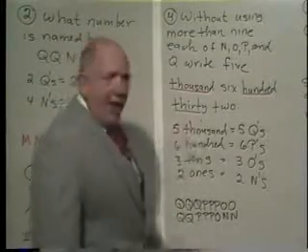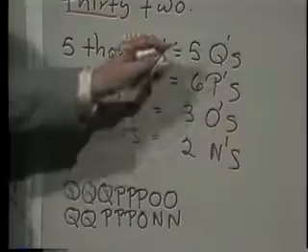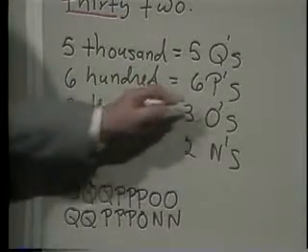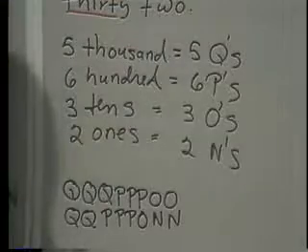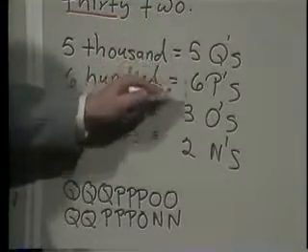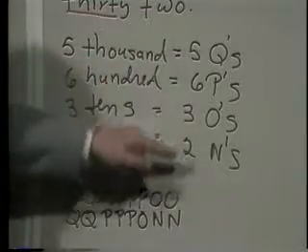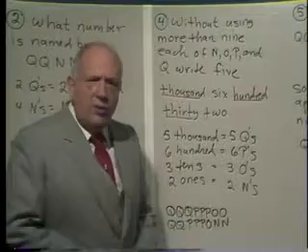Now the numeral for 1,000 in this discussion is Q. The numeral for 100 is P. The numeral for 10 is O, and the numeral for 1 is N. So I rewrite this as what? 5 Q's, 6 P's, 3 O's, and 2 N's. And the part that I wanted you to see here is that because the nouns are visible, I can rearrange these any way I want.